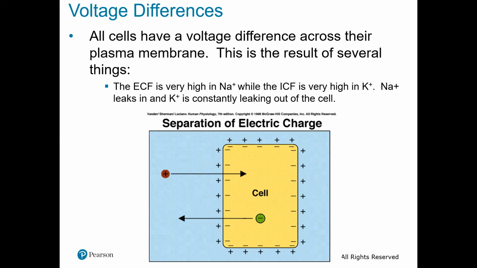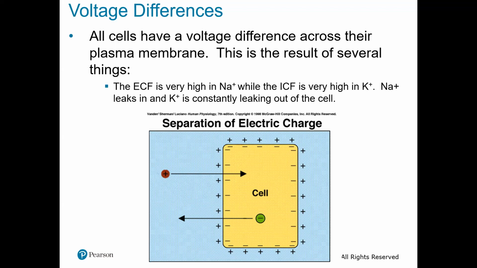Now, sodium tends to be present on the outside of every cell of our bodies in high concentrations. Sodium's in plasma. Plasma becomes interstitial fluid. Interstitial fluid surrounds every cell. So we've got lots of sodium outside of all of our cells. Inside our cells, we've got potassium. Not as much potassium as we do sodium on the outside. So we have sodium on the outside and potassium on the inside.